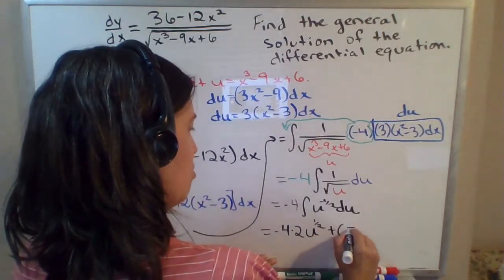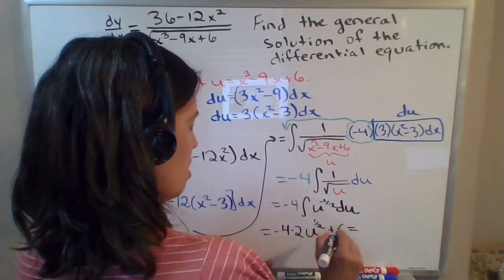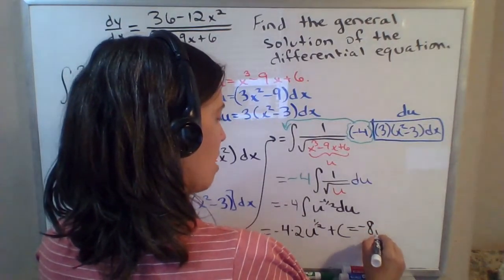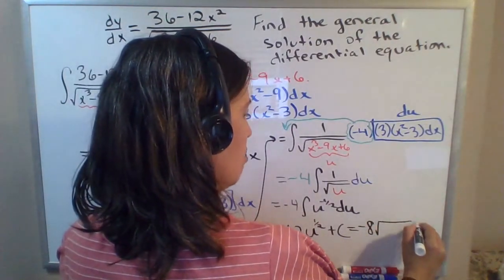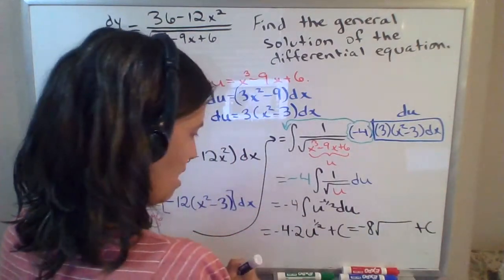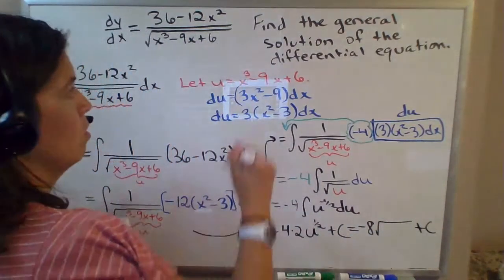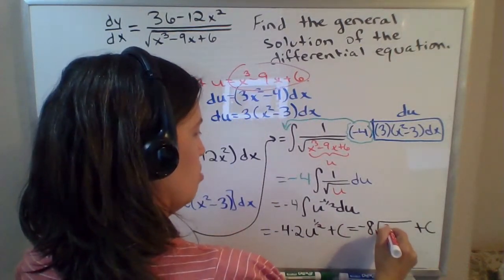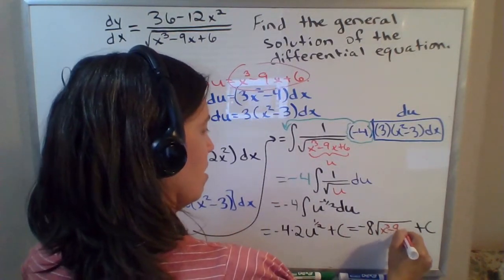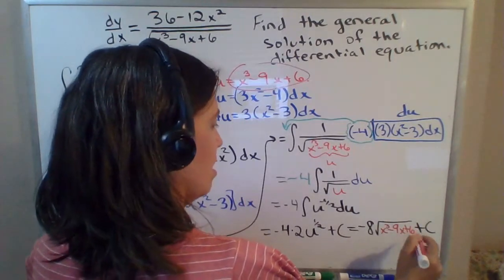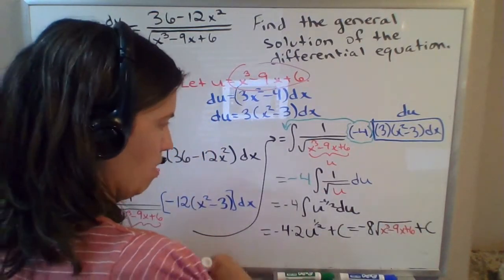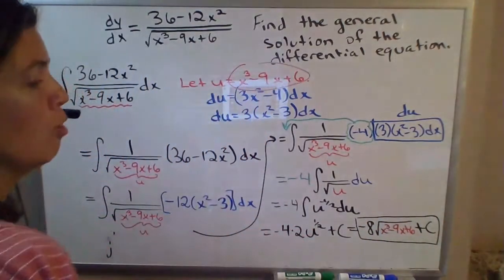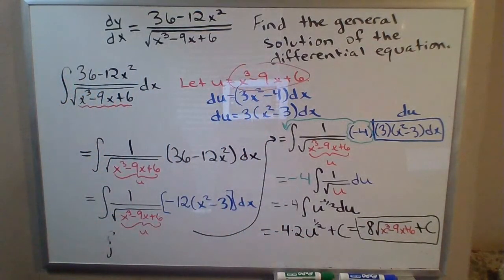Okay, and now it's just a matter of writing our final answer. So negative 4 times 2, that's negative 8, times u to the 1/2. So that's the square root of u plus c, where u is this, x cubed minus 9x plus 6. That's all under the radical there. This is the answer that you're looking for to that differential equation.